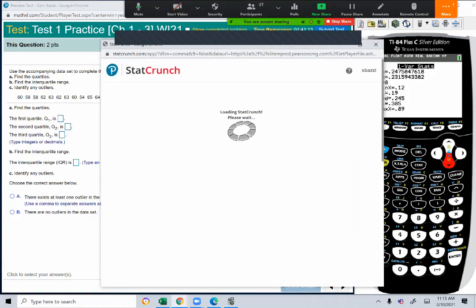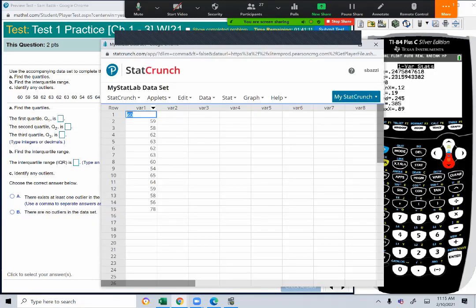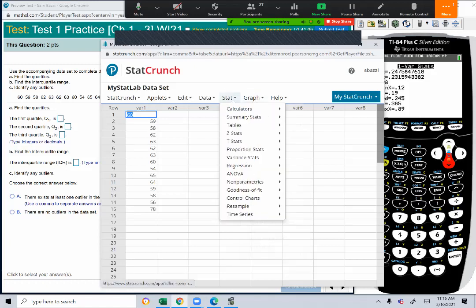If you were on campus, I wouldn't emphasize too much on StatCrunch because I know you're going to be taking the test in class and you won't have access to the computer. But since I'm allowing you to have access to the computer, I'm fine with that.